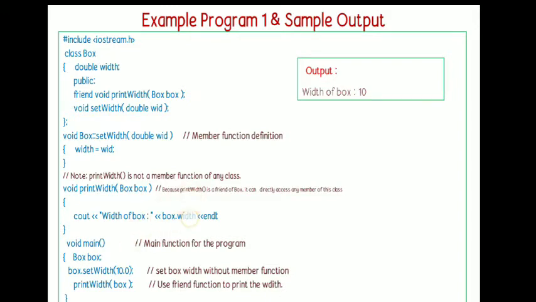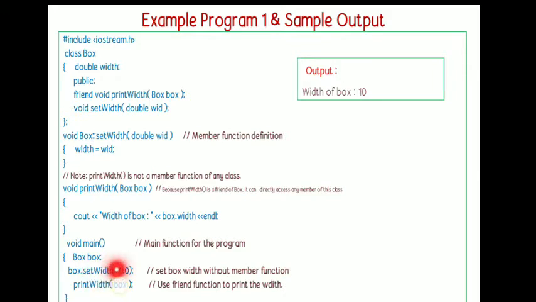So this is our main function. Within this we are defining the object box. Then we are calling the method setWidth to assign the width of the box as 10. Then we are printing the width using the friend function printWidth. Here we are not giving any object, so we are not calling this function with an object. We are directly calling it, like a normal function.